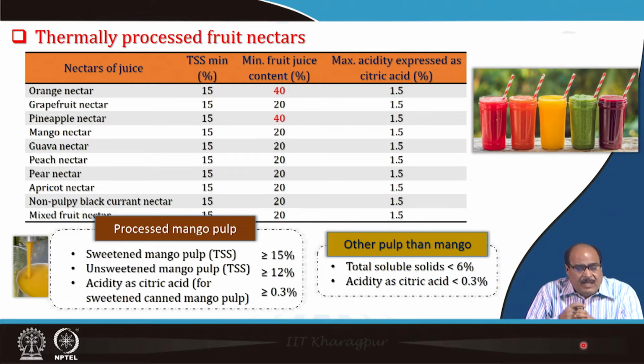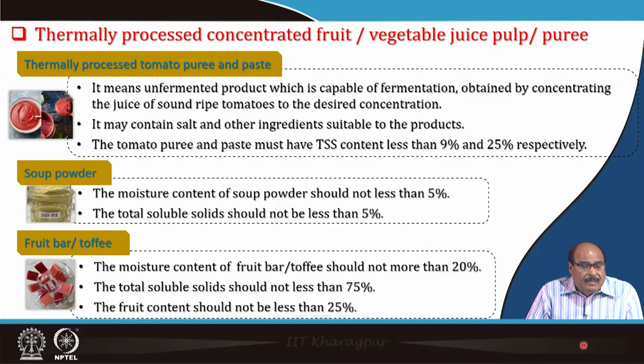Similarly, in the case of processed mango pulp, sweetened mango pulp, TSS should be more than or equal to 15%, unsweetened mango pulp, TSS should be more than or equal to 12%. Acidity as citric acid for sweetened canned mango pulp should be more than or equal to 0.3%. Okay. For pulp other than mango, total soluble solids should be less than 6%, acidity as citric acid should be less than 0.3%. Okay.